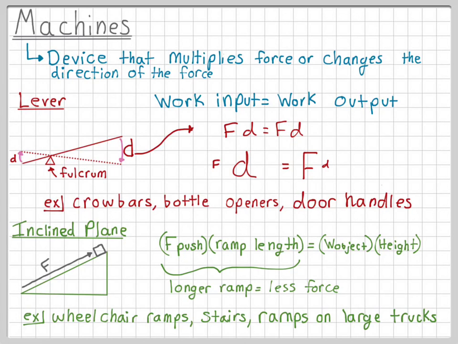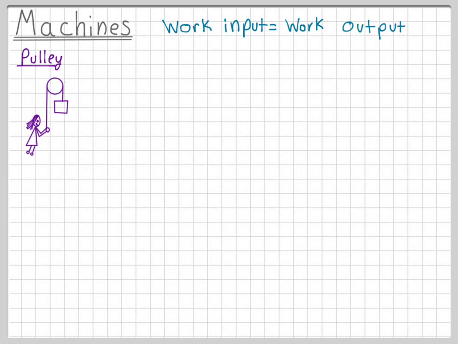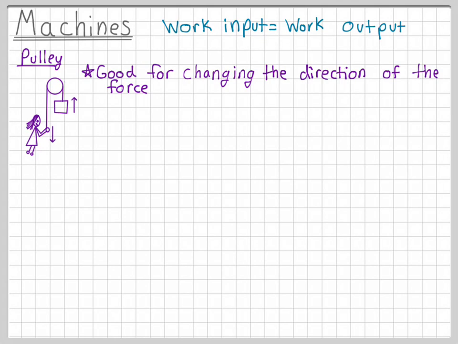A few examples of inclined planes are wheelchair ramps, stairs, and ramps that come off the back of large loading trucks. Finally, the last machine we will discuss is a pulley. The most basic pulley changes the direction of a force that is exerted on an object. We can see from this small image that if I were to pull down on a rope, the box on the other side of the pulley would then go up. So we're changing the direction of the force.